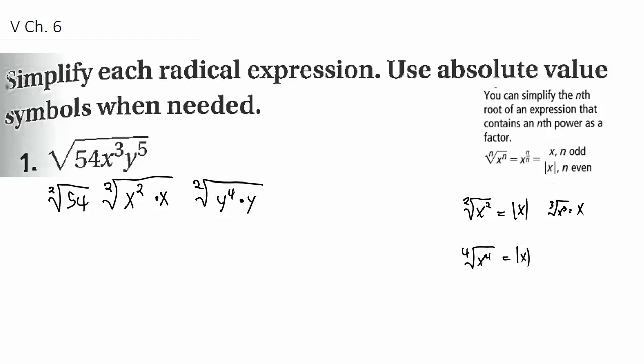And if it helps, you can put a little y to the first here, that's why it's y to the fifth. You can do that, but it's really unnecessary, just like it's not necessary to put it here. I'm not going to put it in the final answer.